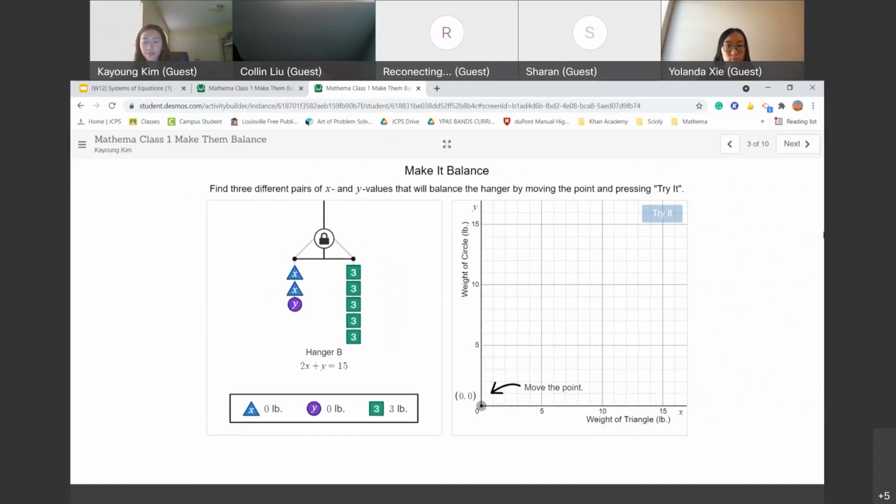So this time, let's do this. Find 3 different pairs of x and y values that will balance the hanger by moving the point. So you put it somewhere and then you try it. Like that didn't work. Once you do it all, I guess we can talk about it a little bit. Tell me what you think is going on.